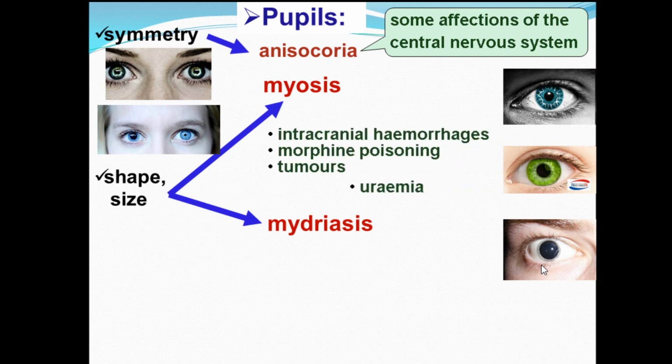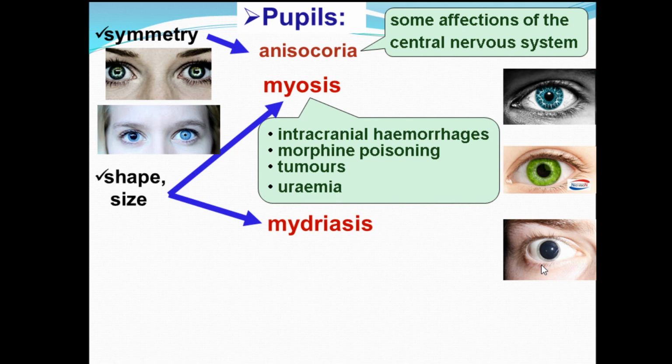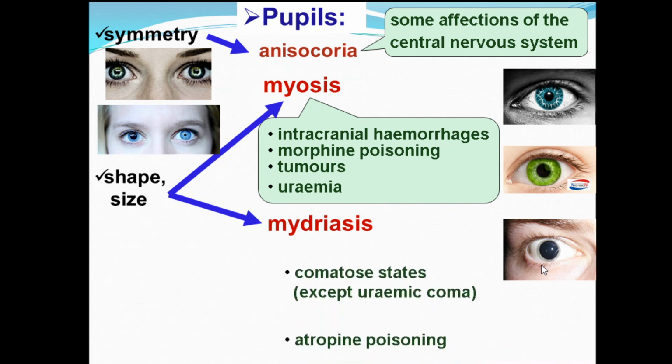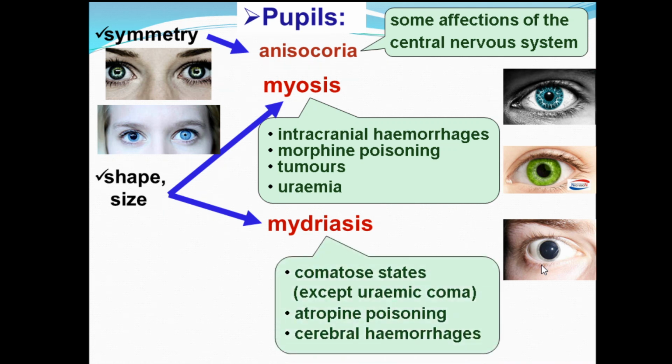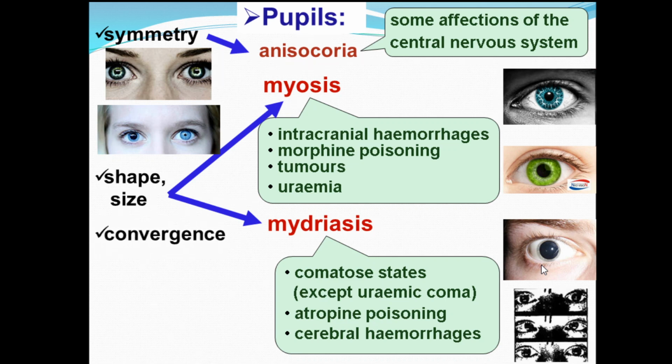Miosis is characteristic for intracranial hemorrhage, some poisoning, growth of tumor, and uremic intoxication. Mydriasis is characteristic for any unconscious patient except uremic coma, poisoning with atropine, and result of cerebral hemorrhage. We'll pay attention to the convergent response of the pupils to movements of some subject and the ability to hold pupils at some distance.